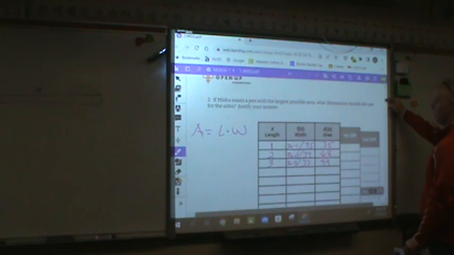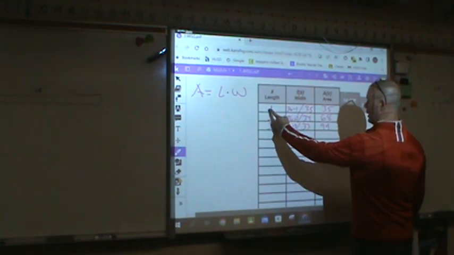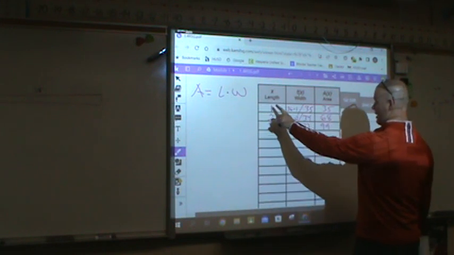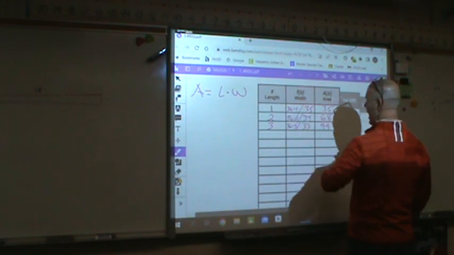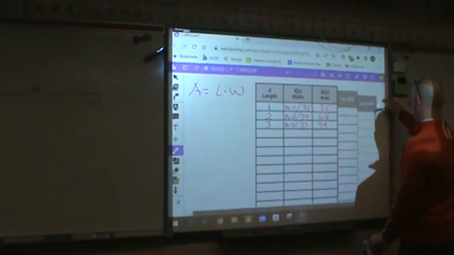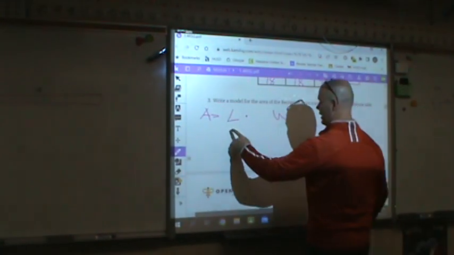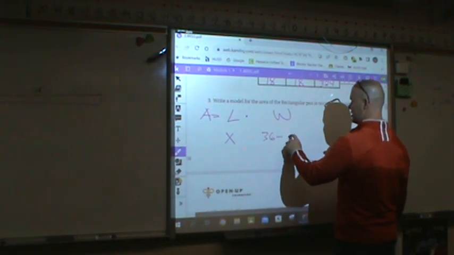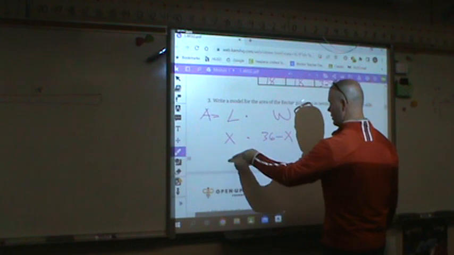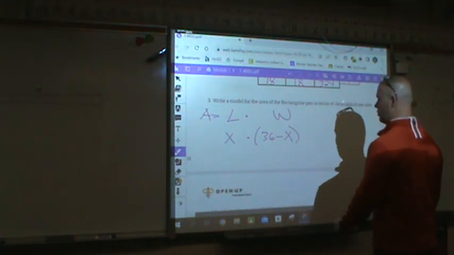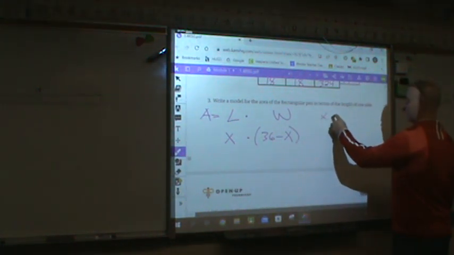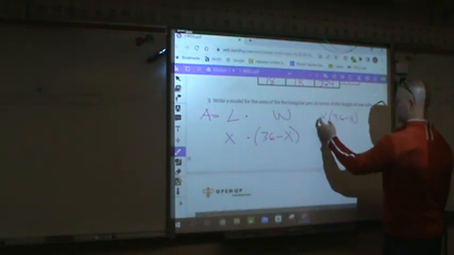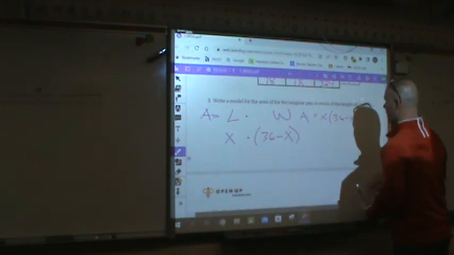So if 1, 2, and 3 represent the figure number, then all I need to do is replace that 1 with an x in this case, because it says f of x. So I'm going to replace that. My length is going to be x. My width is going to be 36 minus x. And there is my multiplication. I put that second term in parentheses. So this is going to be x times 36 minus x. And it has to be, because 36 minus x is how I figure that out.